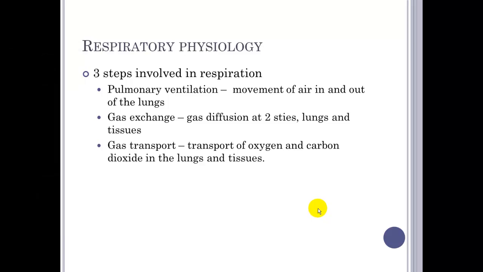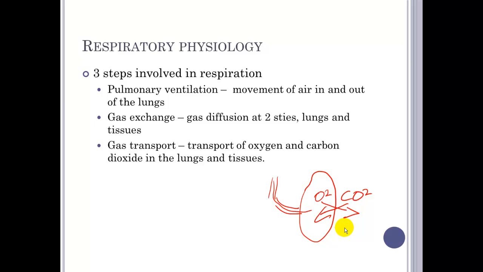Three steps are involved in respiration. We have pulmonary ventilation, we have gas exchange, and then we have gas transport. In pulmonary ventilation, this is pretty much the movement of air in and out of the lungs. Air comes in with a higher concentration of O2. As far as the blood returning, there's a higher concentration of CO2, and it goes from a higher concentration to a lower concentration and vice versa.